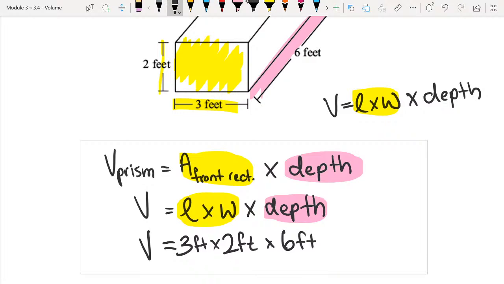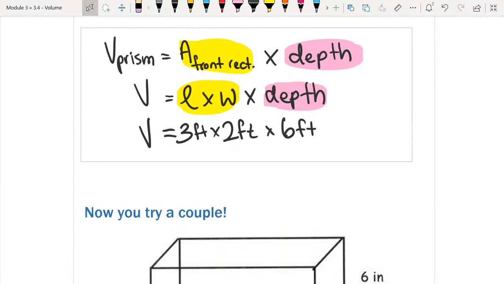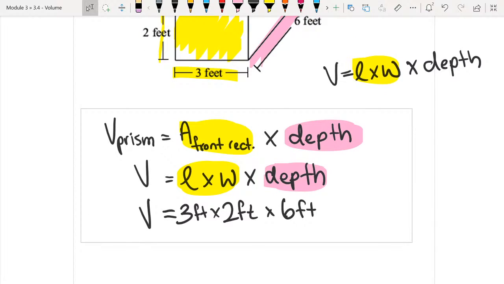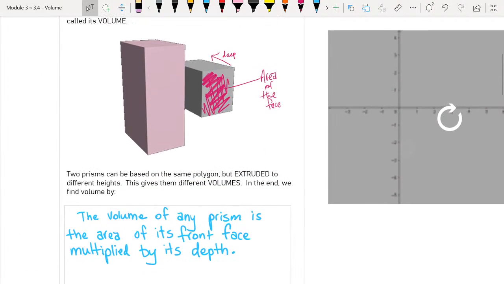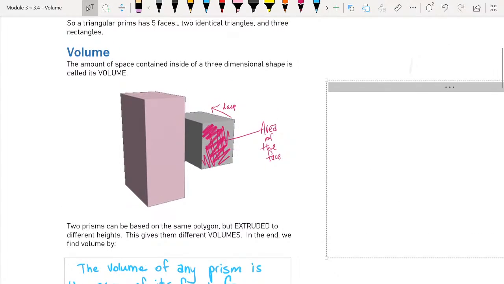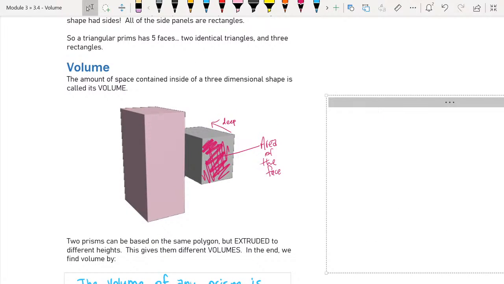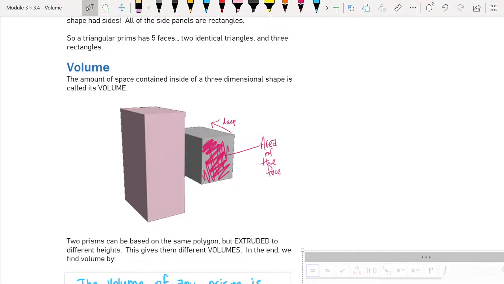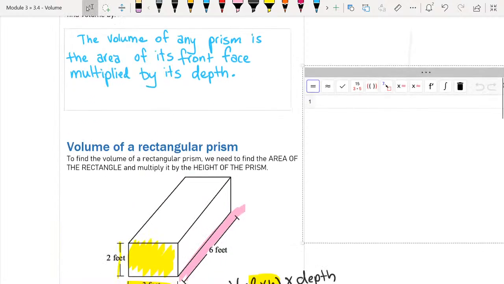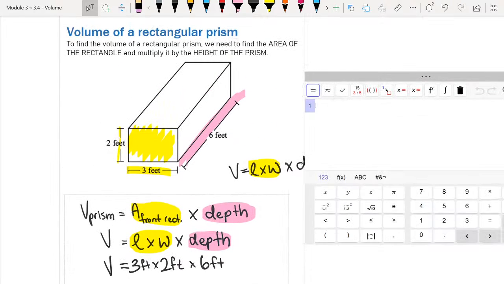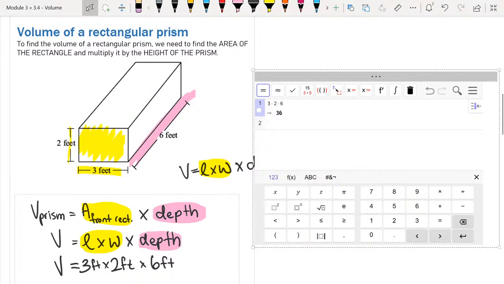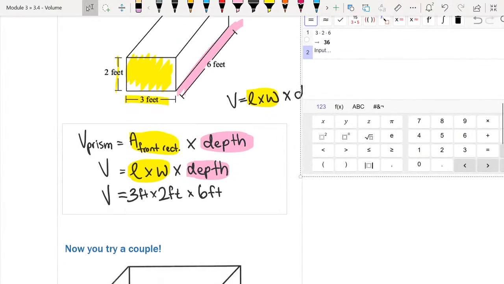All right, so remember, the volume is going to tell us how big this thing is, how much space fits in it. And if you can do that in your head, that's great. If you can't, let's grab a calculator. So 3 times 2 times 6. And that will give us 36 as the number.